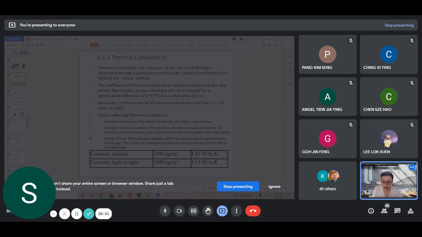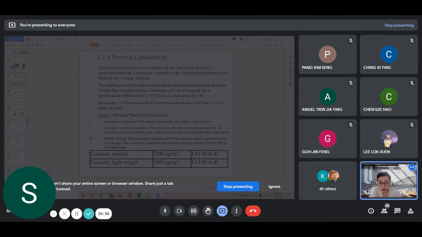So here it shows three different factors which can affect thermal conductivity. This will be important in your lab practical.